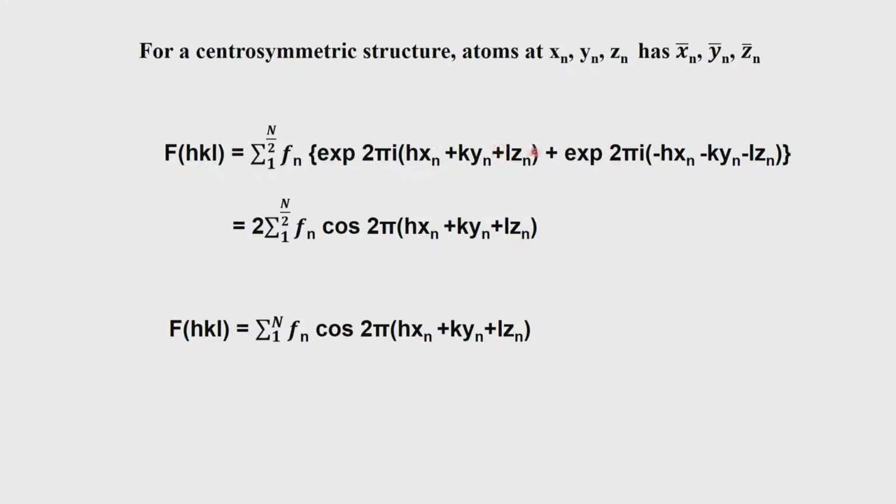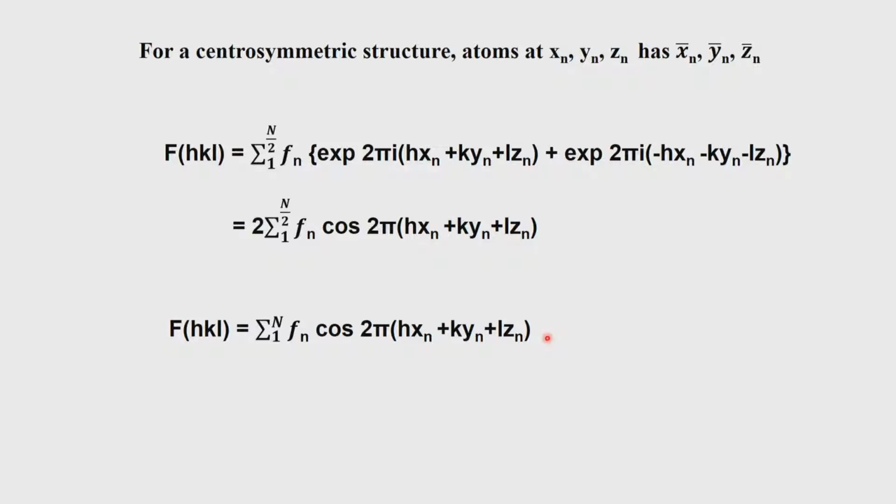So, if one evaluates this, the sine terms vanish, as we showed just a few minutes ago in the previous discussion, and therefore you see that this is equal to 2 times sum over 1 to n by 2 of fn cosine 2 pi (hxn + kyn + lzn). So, what you do is you consider half the number of atoms, sum them over 2 times and get the cosine function, or the easiest way to program it is F of HKL equal to sum over 1 to n of fn cosine 2 pi (hx + ky + lz).